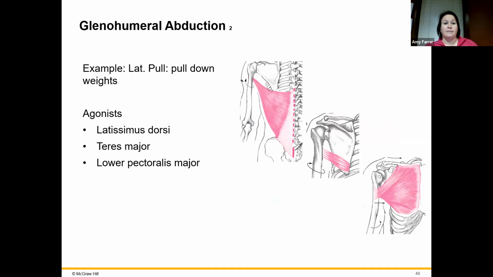Abduction, lat pull, so we can do our lat pull downs. And we remember that our lats are supported by teres major and the lower pec, okay? So again, the pictures of what works together.